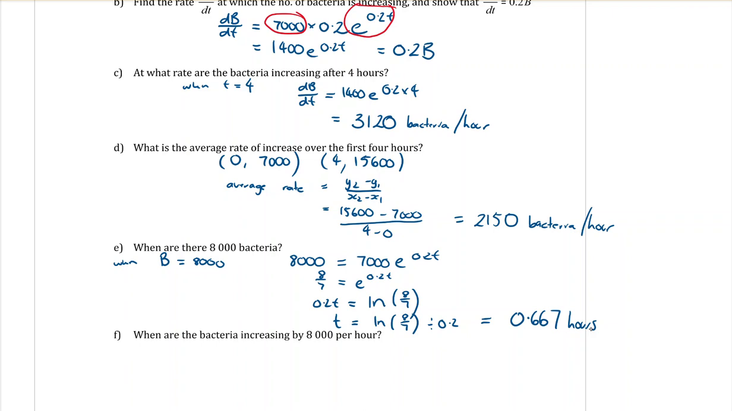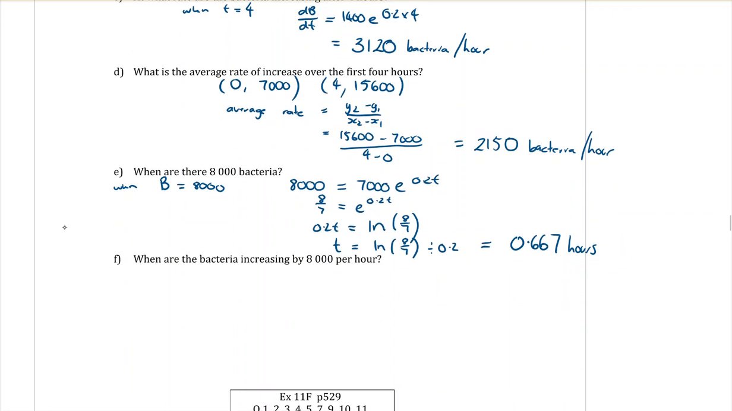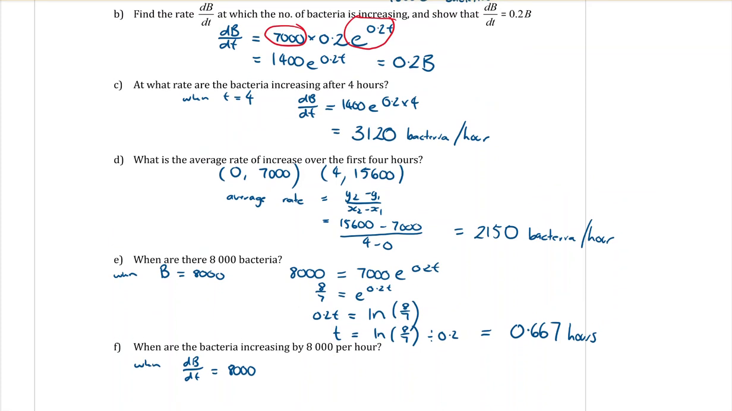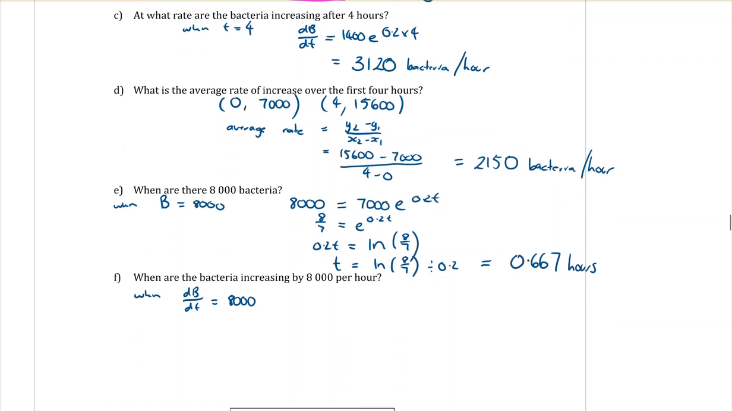Part F. When are the bacteria increasing by 8,000 per hour? Increasing is the rate. So now I want to put in that dB over dt is equal to 8,000, and I want to find the time then. So my dB over dt is way back up here in part B, that equation there. Okay, so I'm putting the 8,000 in. 8,000 equals 1,400 e to the 0.2 t.